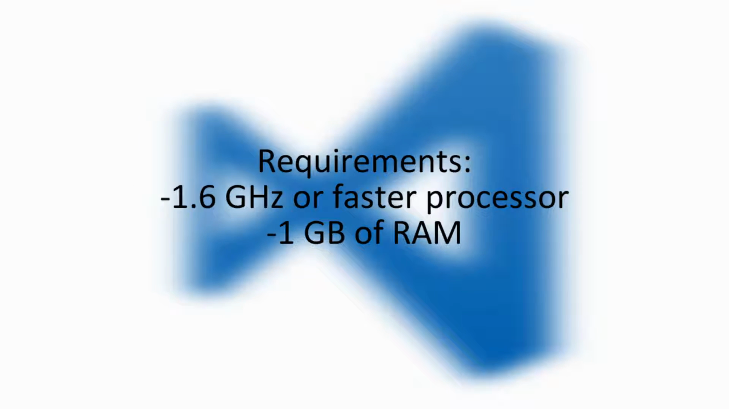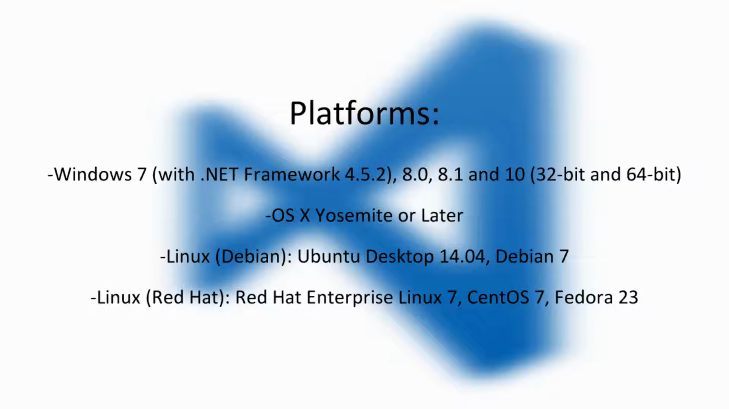Visual Studio Code requires you to have at least a 1.6 GHz or faster processor and at least 1 GB of RAM. Visual Studio Code will run on Windows 7 with .NET Framework version 4.5.2, or on Windows 8, 8.1, and 10 in both 32 and 64-bit versions. It will also run on Mac OS X version Yosemite or later and has versions for both Debian and Red Hat distributions of Linux.